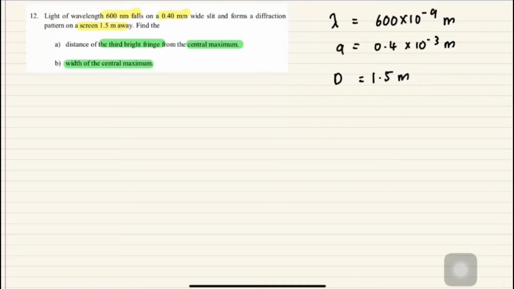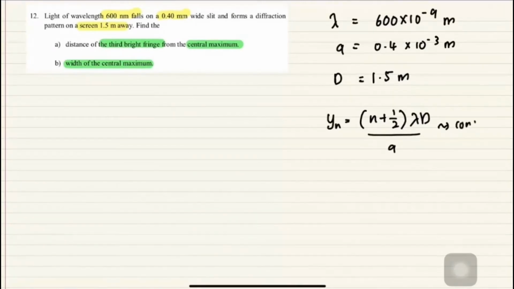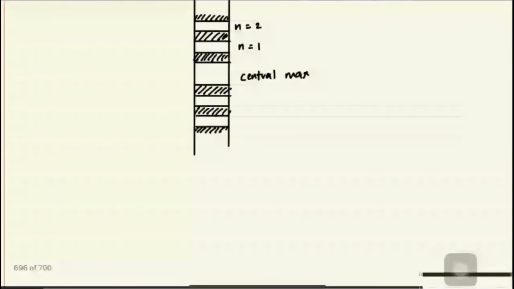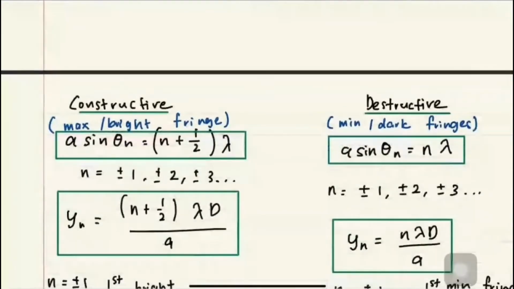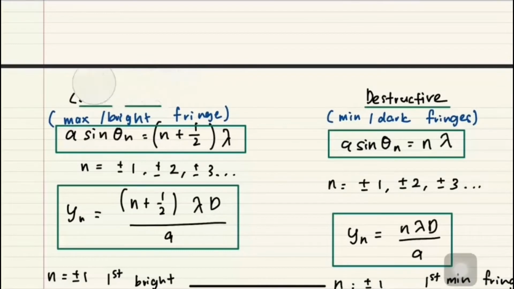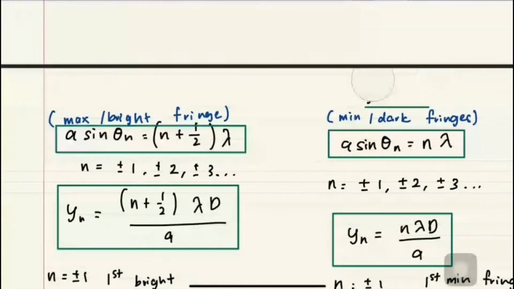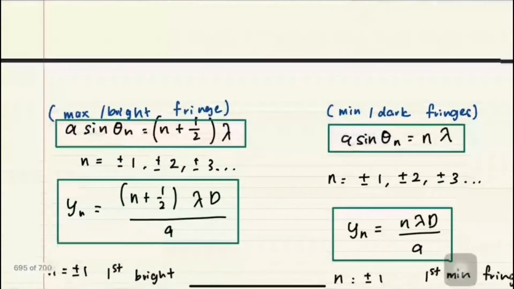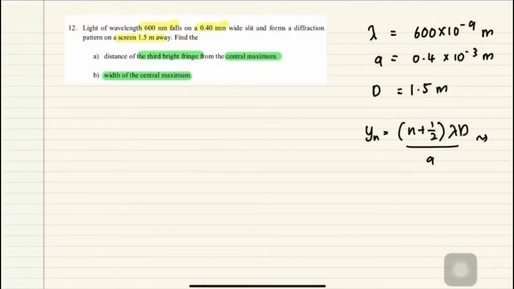Okay, basically you have two formulas. y_n equals (n plus half) lambda D over a. This one is for constructive. To say constructive is not exactly accurate. So it is more like, well, I use constructive. Constructive is what we usually use for interference, constructive interference and destructive interference. This is more suitable if you use maximum and dark, maximum and minimum, so that is more fitting. This one is for bright.